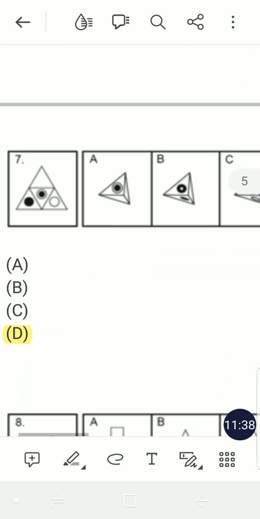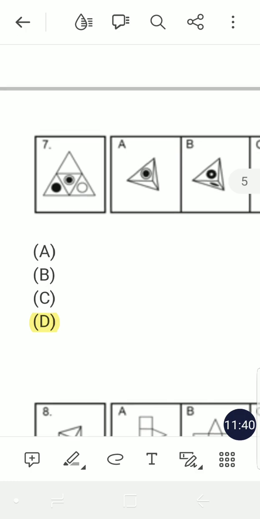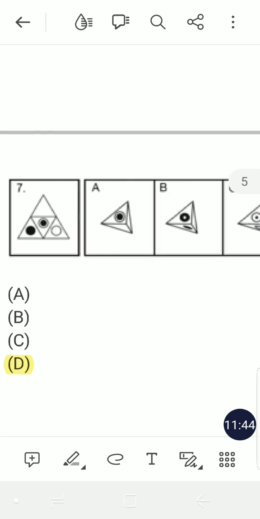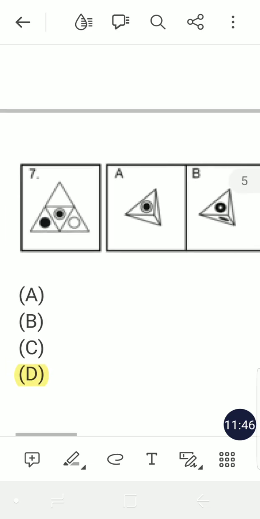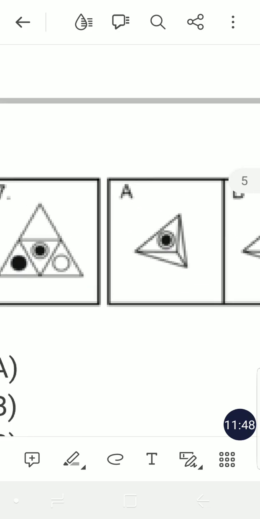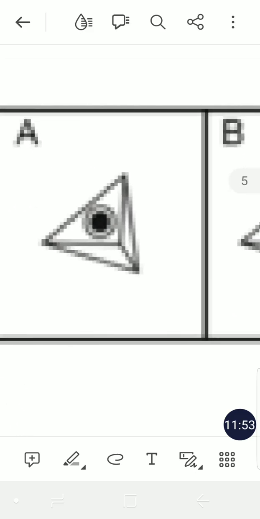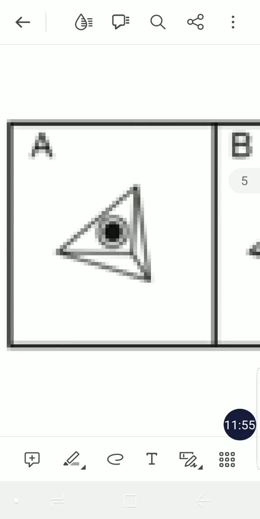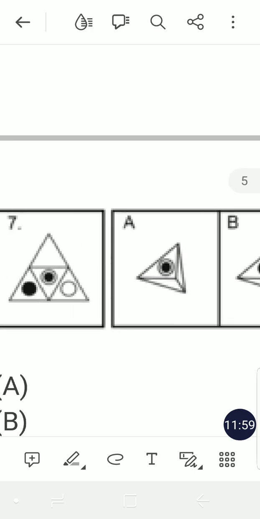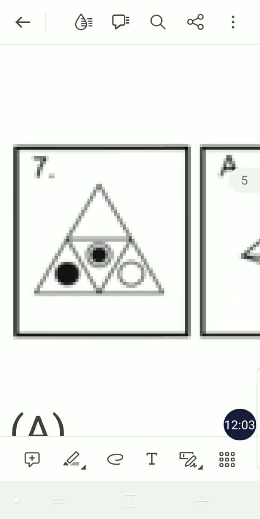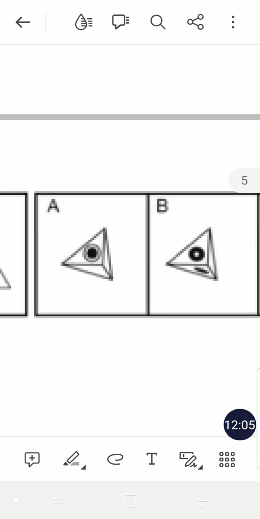Number 7 is pretty much the same reasoning, finding the pattern. So letter A is eliminated right away because you can see here that there are two plain white triangles beside each other, and here it doesn't show anything like that. So A is eliminated.